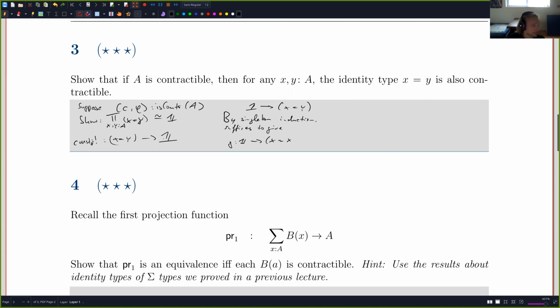Well, in this case, actually, we not only go to x equals x, but we have this type family, and we may fix it at any element of A. So we can even assume that x is judgmentally equal to C, which is judgmentally equal to y. So it suffices to give an element of C equals C. And we simply map star to reflexivity of C.